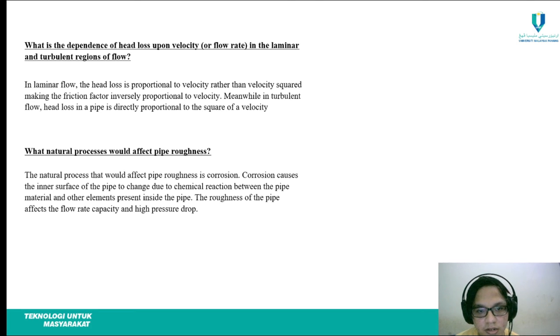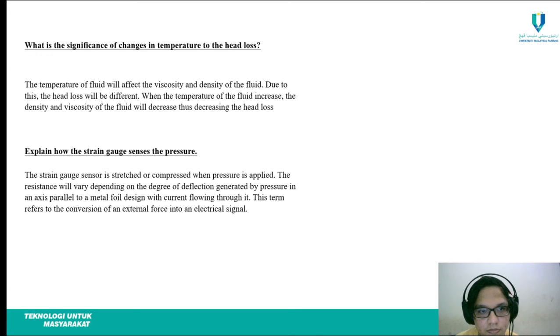What natural forces affect the pipe roughness? The pipe roughness is affected by corrosion, because corrosion causes the surface roughness inside the pipe to change, which changes the flow rate capacity and causes a high pressure drop.